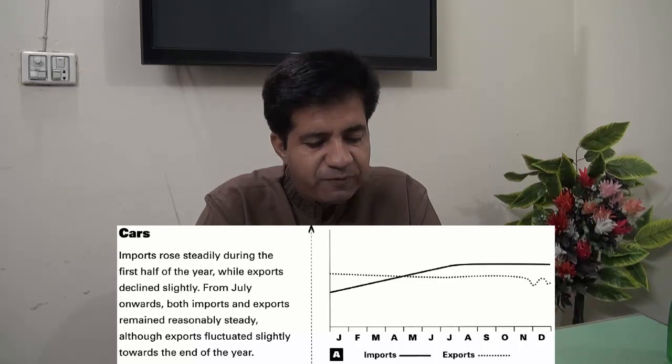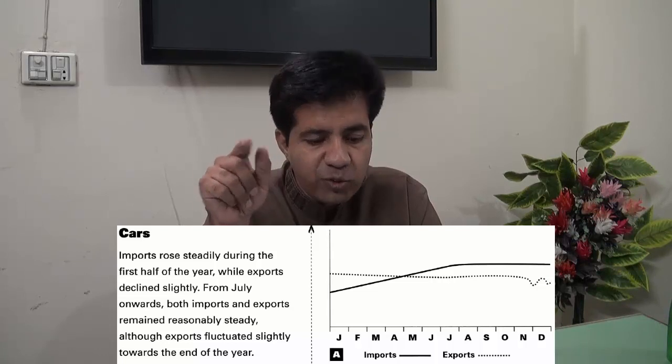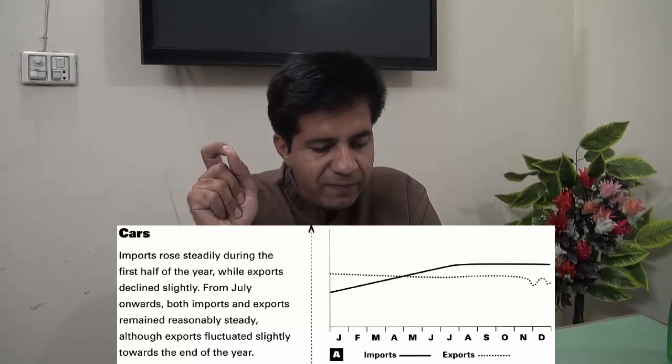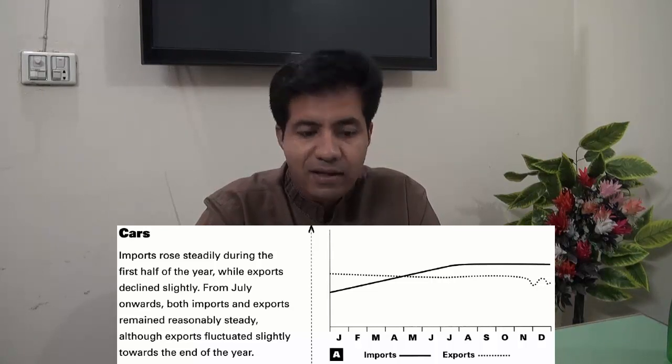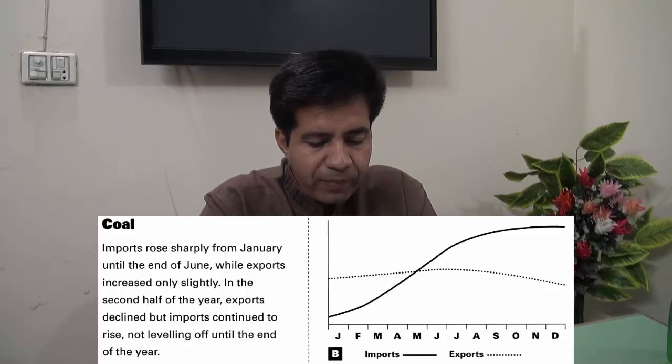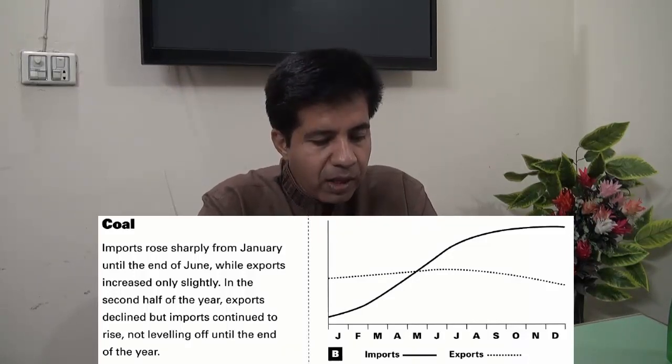Although exports fluctuated slightly. Can you see that? Dotted line exports, they fluctuated slightly towards the end of the year. Clear? Alright, good. Now let's go ahead. The next commodity is coal. And again we got the same imports and exports.